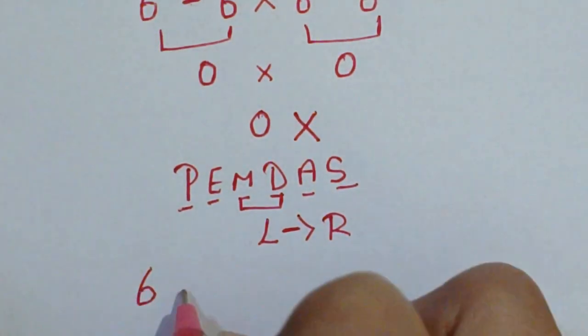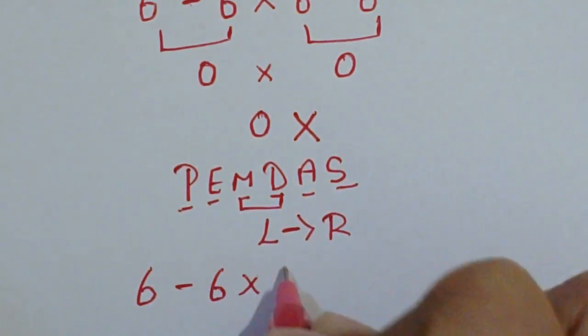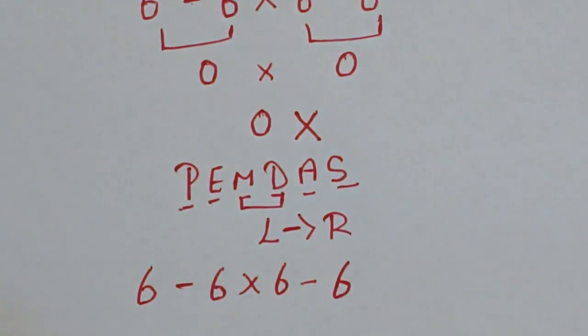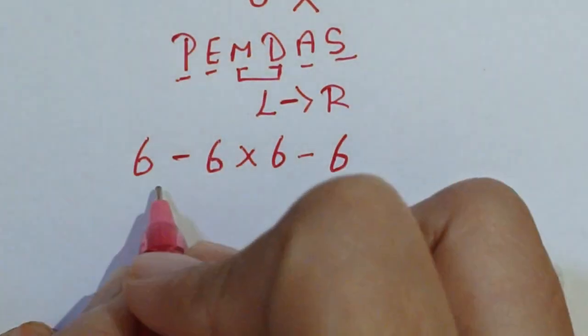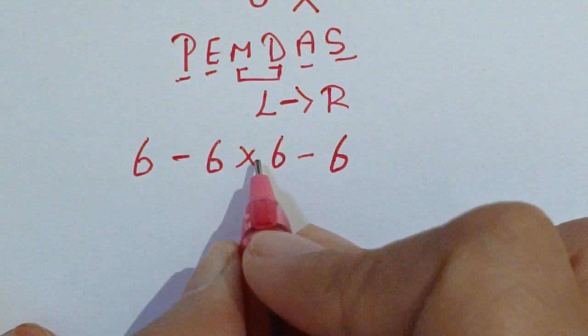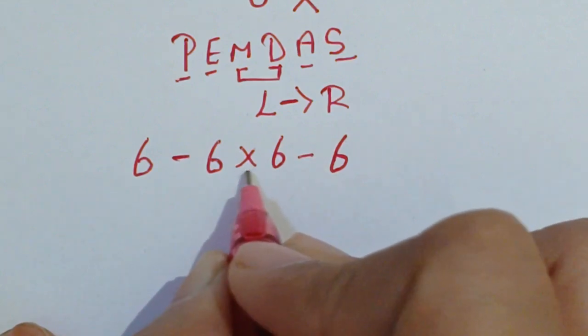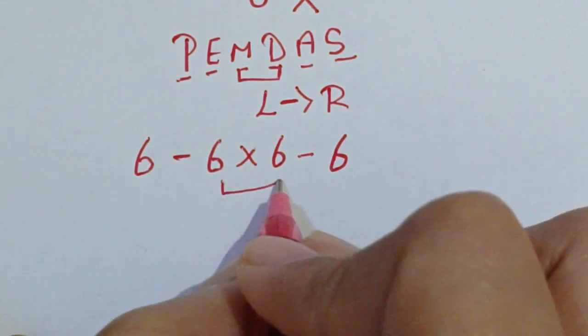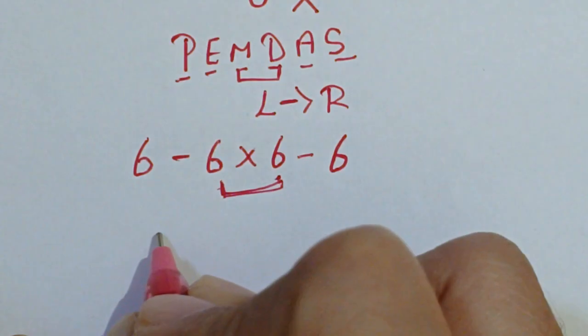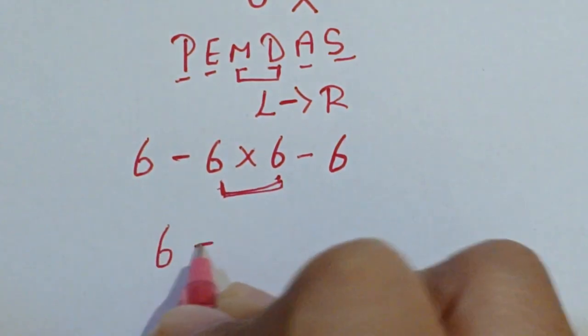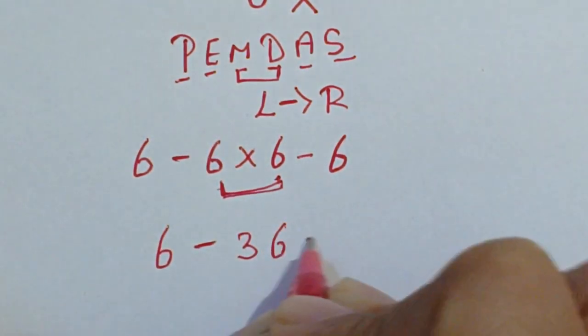So let's solve this: 6 minus 6 times 6 minus 6. So here minus, then multiplication, then minus. So first priority we will solve this one, the multiplication part. So 6 minus, 6 sixes are 36, minus 6.